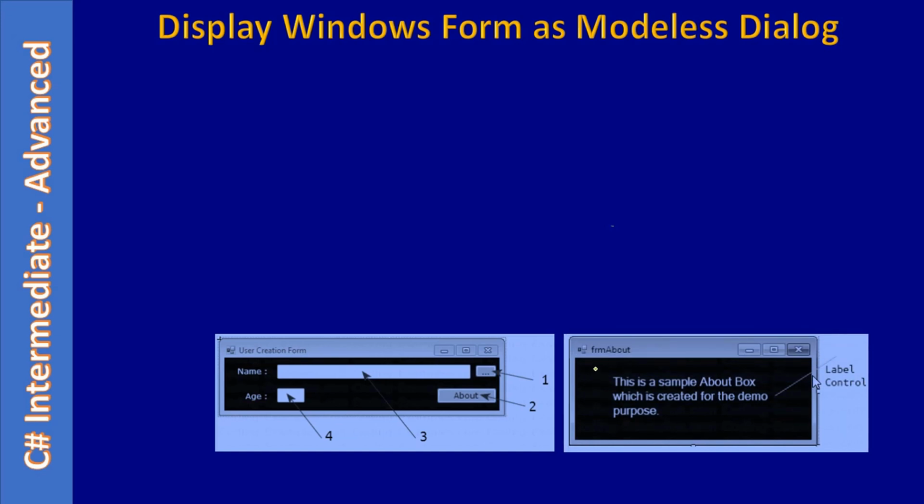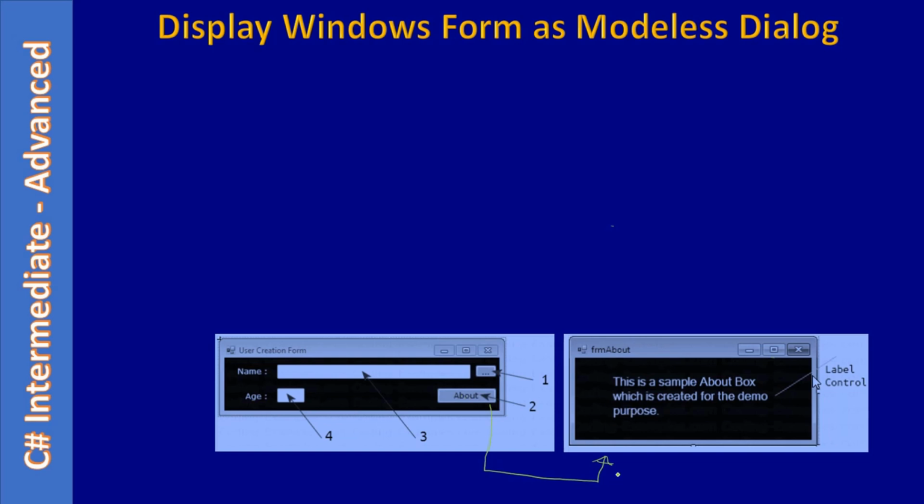Now in this video, we will design a form about dialog, and this will contain only one label control, and this dialog will get launched when we click the about button. So once you click the about button, it will display the dialog. Then these two will not get displayed here because we are going to change this form as a dialog, and once the user clicks this, the control will come back here.